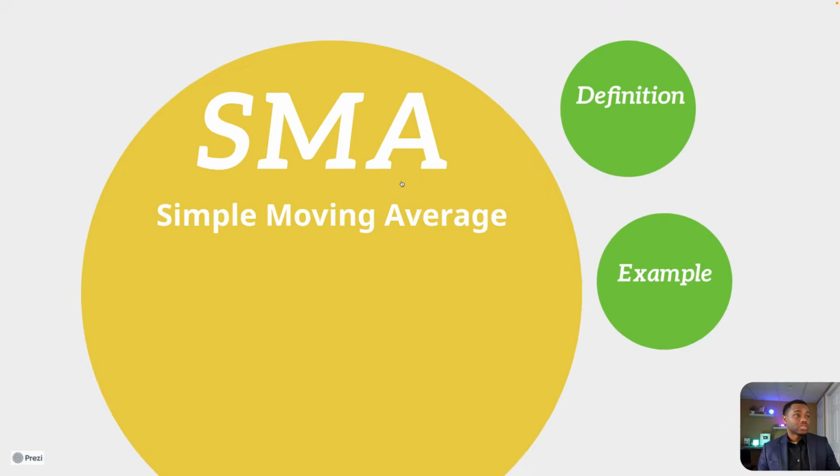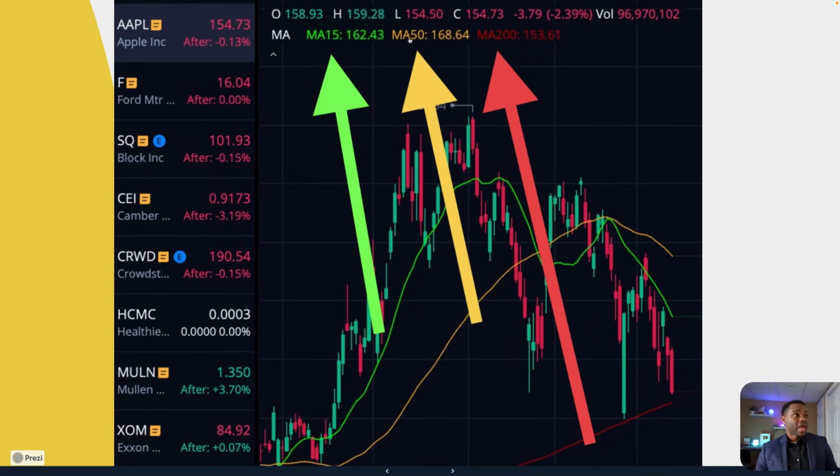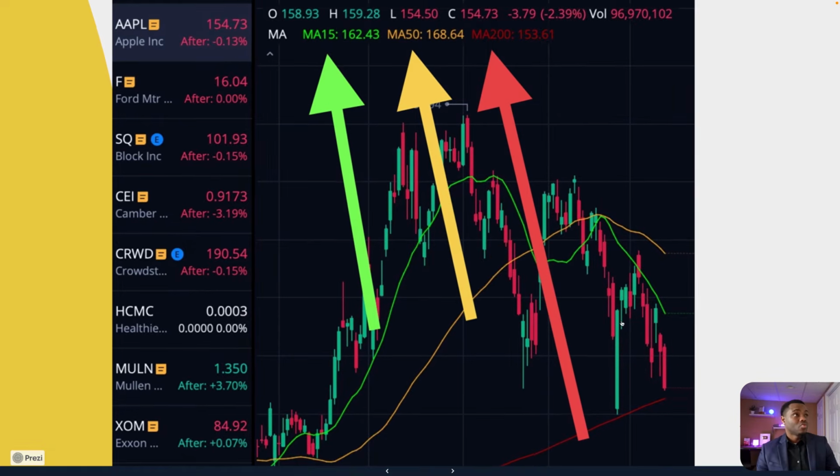So then let's go and see an example. When we look back here, at our 15, our 50, and our 200, the average range of prices for the 15 is basically 162. The average range of the last 50 was 168. The average range of the last 200 is 153. So we can see the averages, and we can see how they move as new candles are made, right? So now let's keep it going now that we see what those things are.